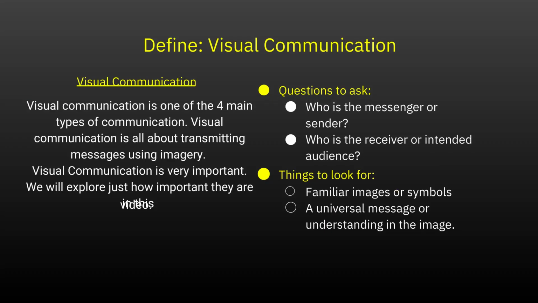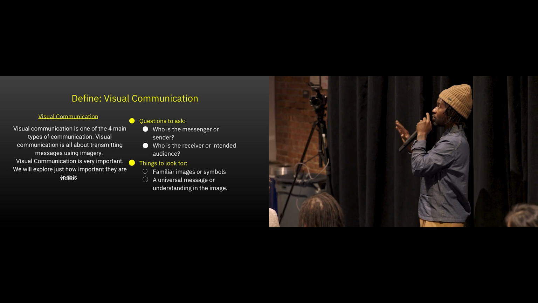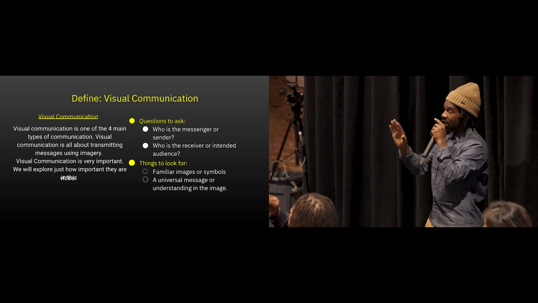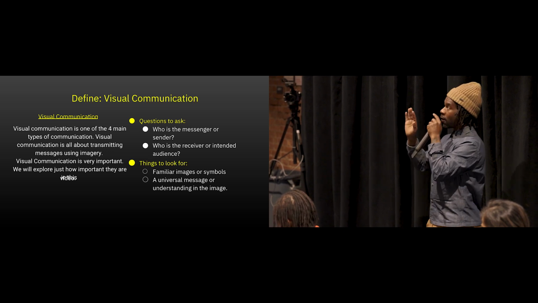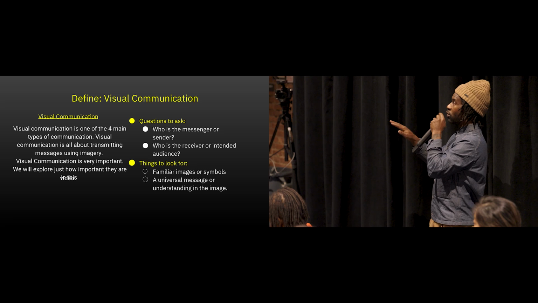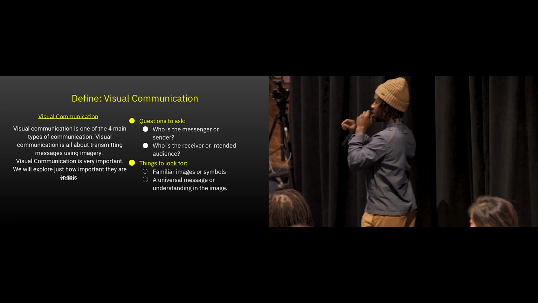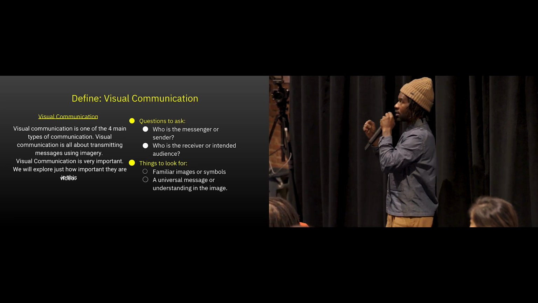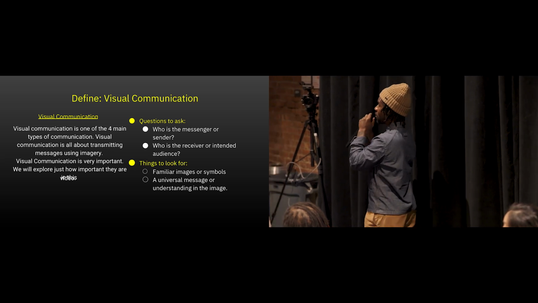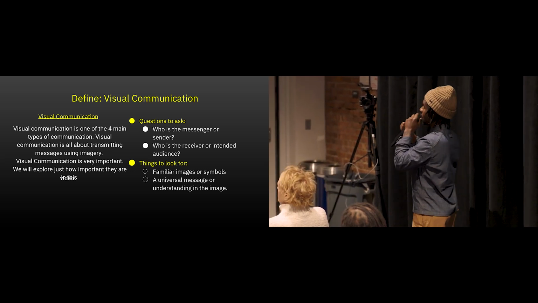All right, so we're going to talk about visual communication. I think it's important that we try to define what we think it is. We understand that visual communication is one of the four main types of communication. There is a fifth, which is debatable. We'll talk about that fifth, but there are four primary types of communication. Visual communication is all about transmitting messages using imagery. It is very important, so we're going to explore how important these things are.